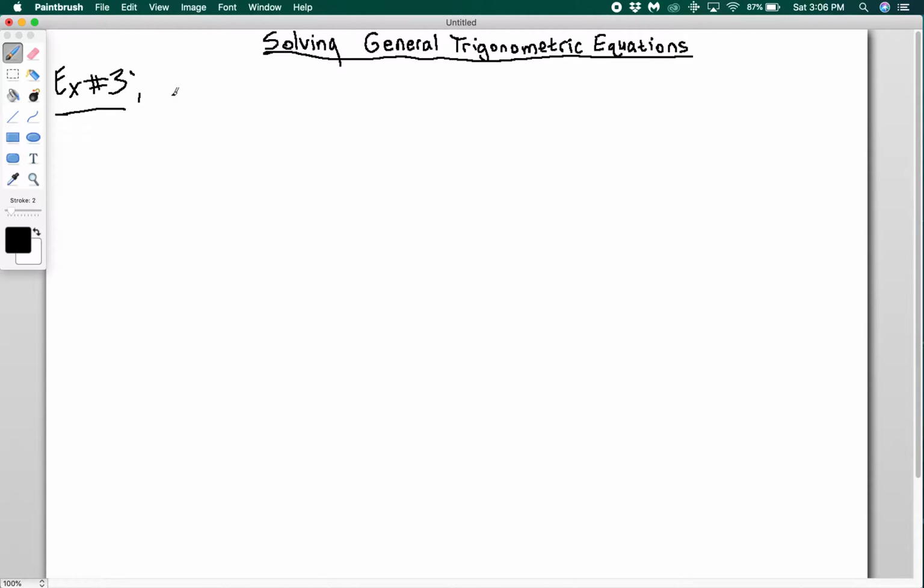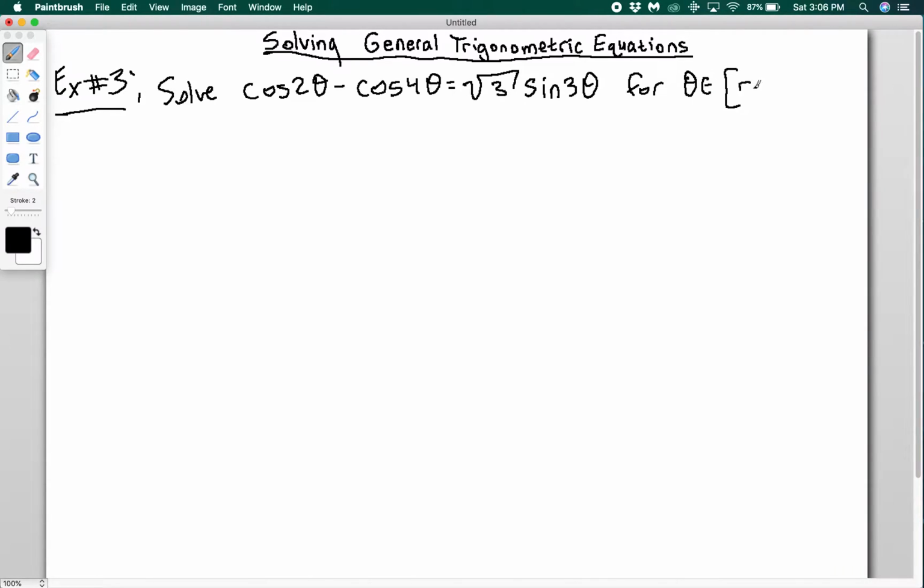Let's say this time I want to solve cosine 2 theta minus cosine 4 theta equals the square root of 3 sine 3 theta for theta between 0 degrees and 360 degrees. So this is wild, because this has 3 different arguments. There's nothing that I can do here that's nice and easy.